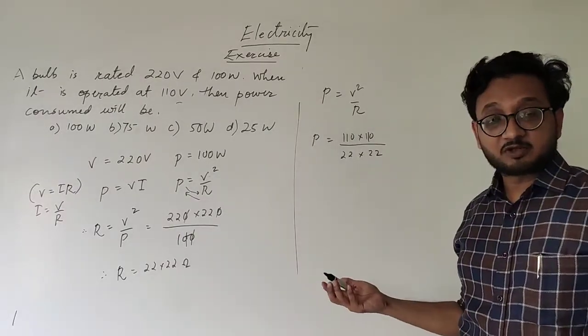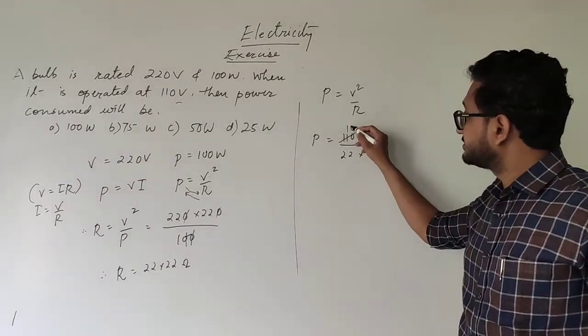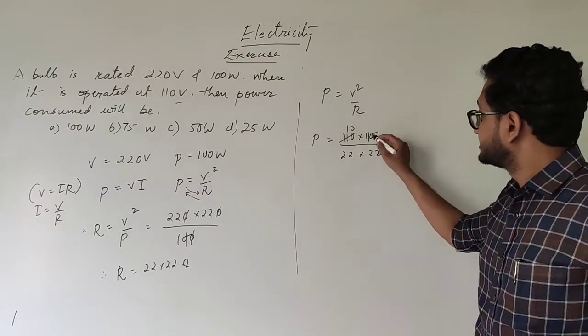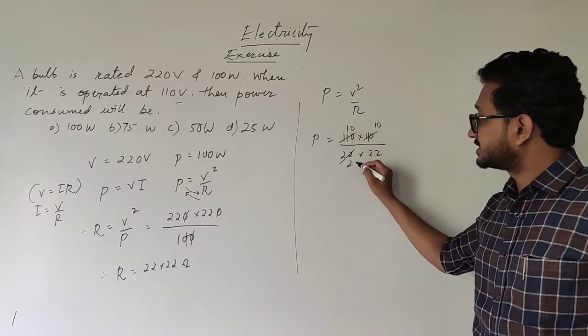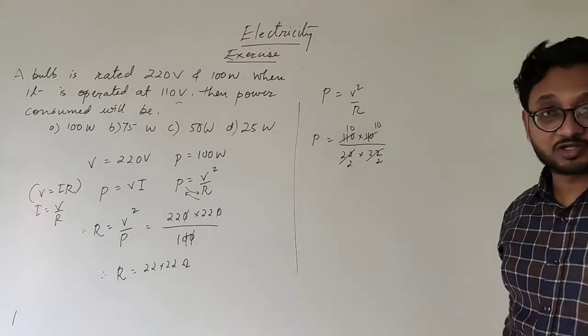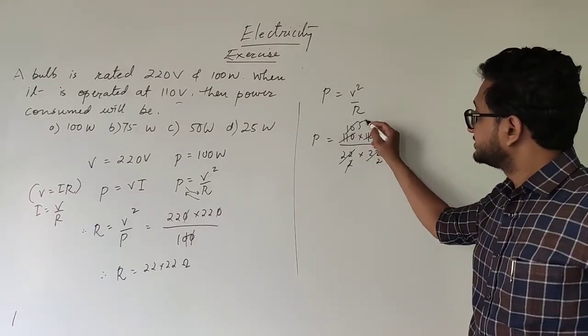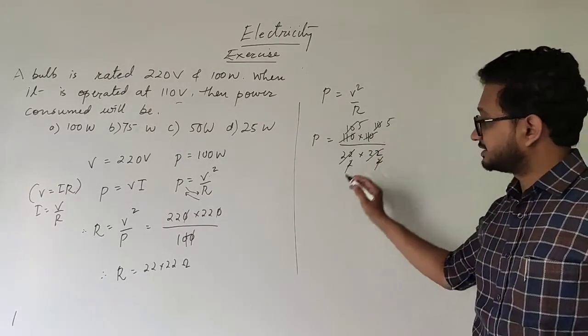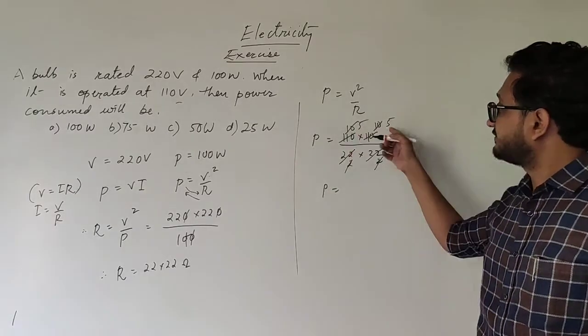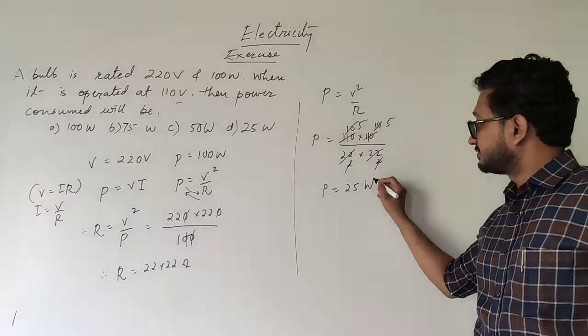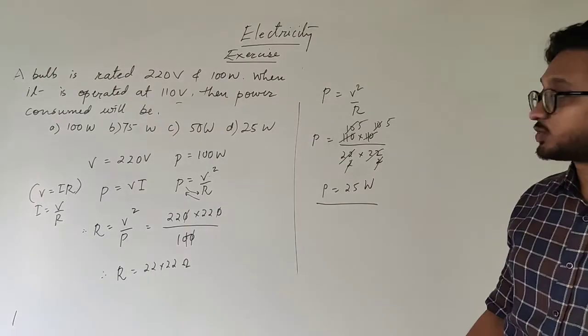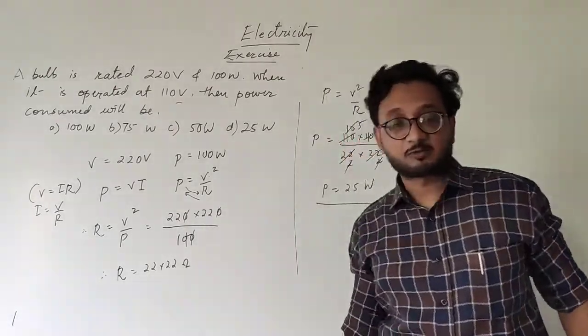We know the table of 11. 11 tens are 110. Same thing over here. 11 twos are 22. 11 twos are 22. 2 fives are 10. 2 fives are 10. So P is equal to 5 fives are 25. So 25 watts. That is the option B.